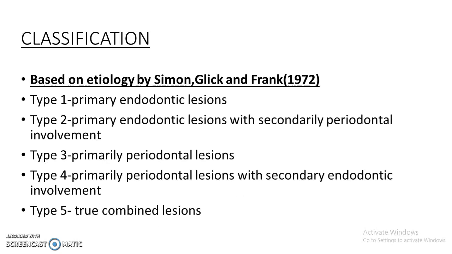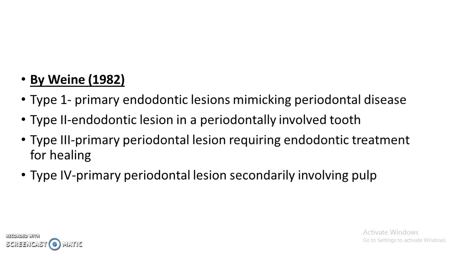And the classification based on etiology by Simon, Glick and Frank in 1972: primary endodontic lesion with secondary periodontal involvement, primary periodontal lesion, primary periodontal lesion with secondary endodontic involvement, true combined lesion. So the 5 types based on etiology by Bean in 1982.